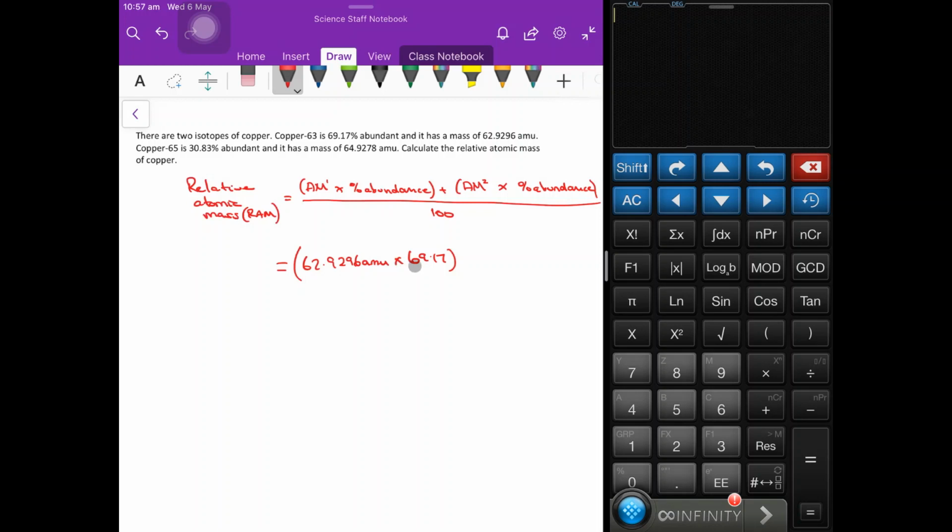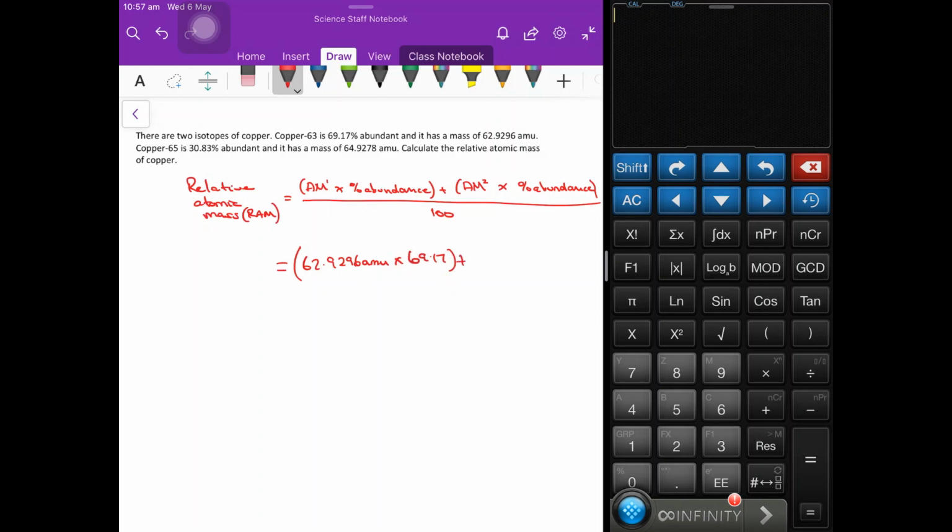62.9296 times 69.17%. And if I do that, the calculator is going to tell me what 69.17% of this number is, but really I'm not after that. I just want this here as my abundance of this isotope in reality. So I'm going to leave this as 69.17 without the percent sign.